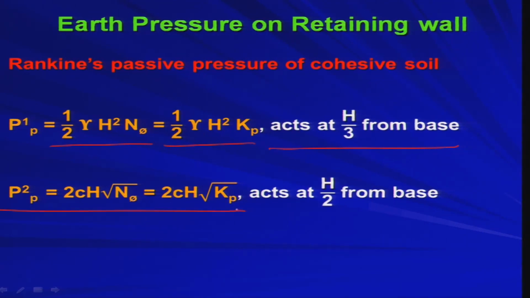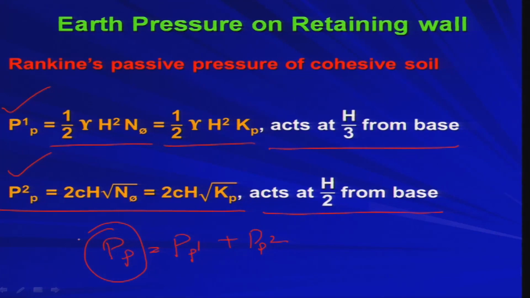Whereas PP2, that is the area of the rectangular portion, is nothing but 2 C h into root over N phi, that is 2 C h into root over Kp, right. That will be acting, as I told you, at h by 2 distance from the base. So, from this PP1 and PP2 you can find out the total passive thrust, that is PP1 plus PP2. And the point of application of PP, if you want to find out, you have to take the moment equilibrium with respect to point A for these forces. Okay. So, I hope that it is clear.